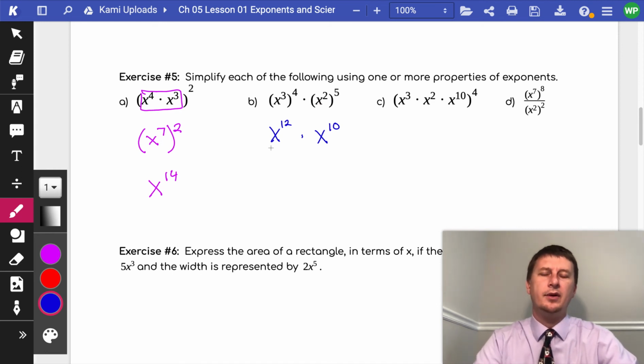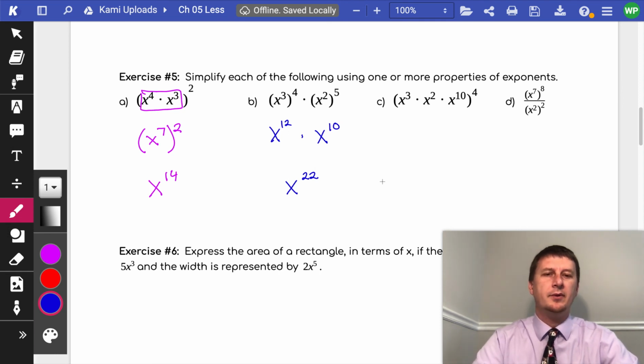But now what we're left with is something that looks like our product property. And this says to keep our base and add our exponents. So we're going to be doing 12 plus 10 to get 22. So in part B, we have x to the 22nd power.